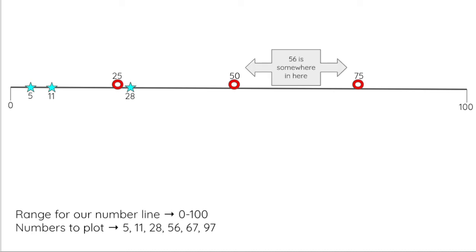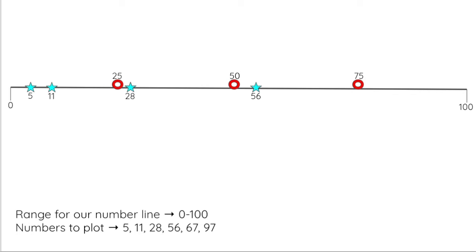Let's do the same for 56. We know that 56 is bigger than our benchmark of 50, but smaller than 75, so it has to go in this area here. We know that it is pretty close to our benchmark of 50 though. Where do you think it goes? I put it here. Were we close?